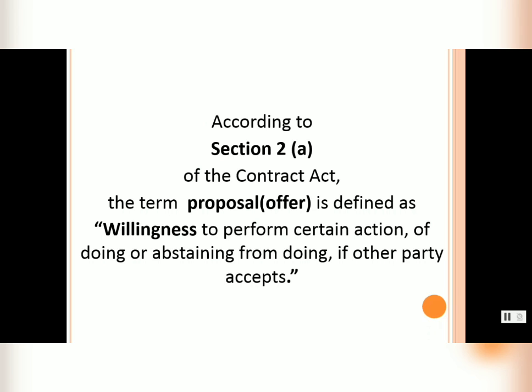What does abstain from doing mean? Suppose I request my neighbor, please don't erect this wall. It will make the movement of my car easy, and take some money against that. My neighbor may accept or may not. But my willingness here is not for any act by my neighbor or other party, but to abstain from doing, abstain from erecting the wall. So this type of willingness to perform is also called proposal or offer.